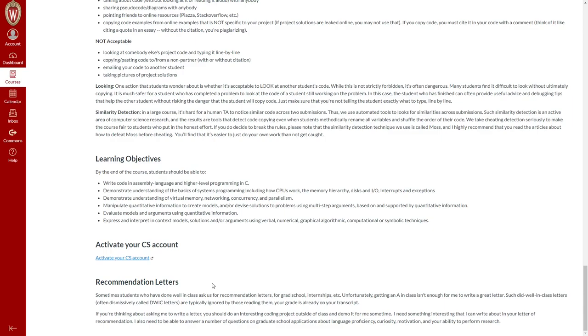Unfortunately, getting an A or doing really well in this class is not enough for me to write a letter that's good enough to get you into graduate school. A lot of people have these "did well in class" letters, actually abbreviated DWIC. They're pretty common. And the problem is that stuff is already on your transcript.